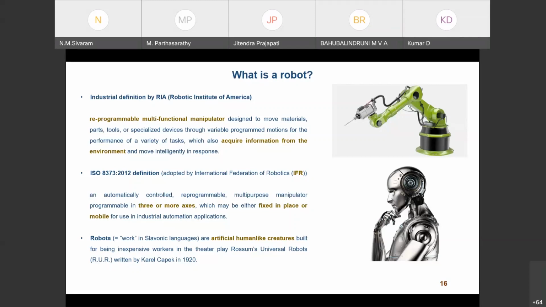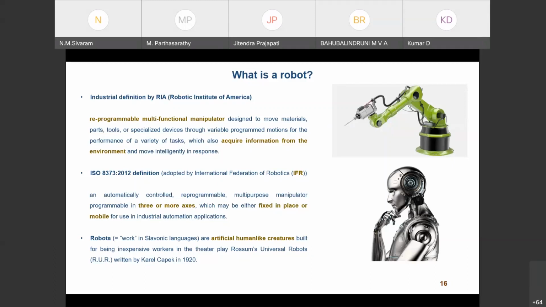And as per ISO 8373, there is a standard defining the robot. Again, a similar definition is given: an automatically controlled, reprogrammable, and multi-purpose manipulator, which can move in 3 or more axes. So the axis information is given in this particular definition. It can move in 3 or more axes, which means that its movements are occurring in all 3 axes. So the operator or the programmer has to be much aware of these movements also.